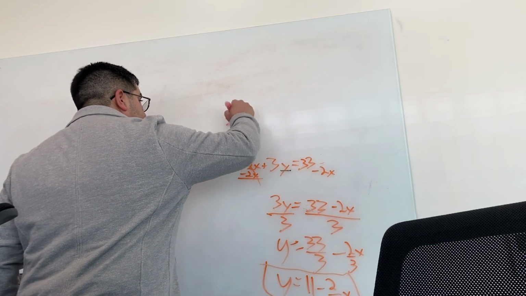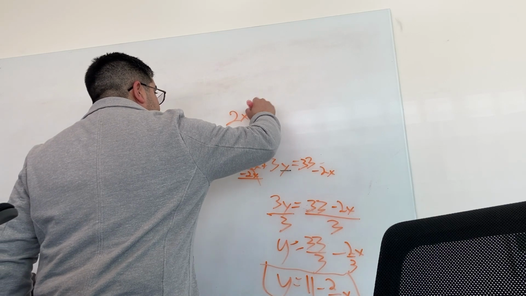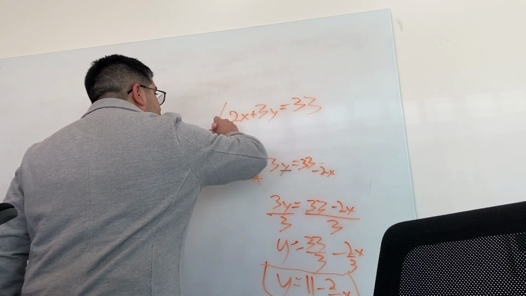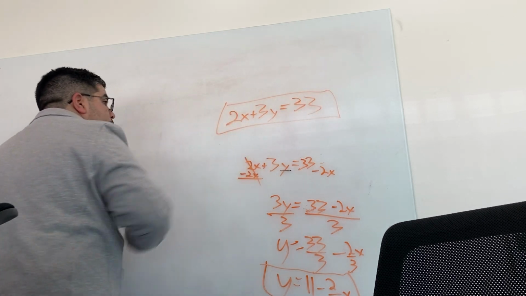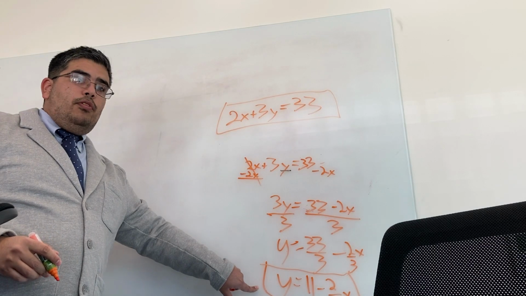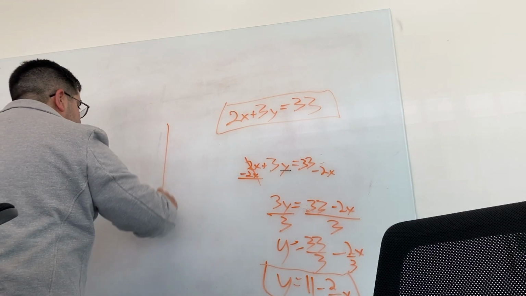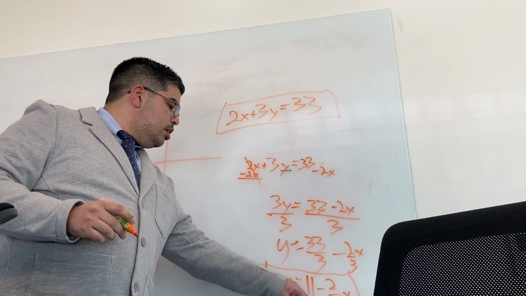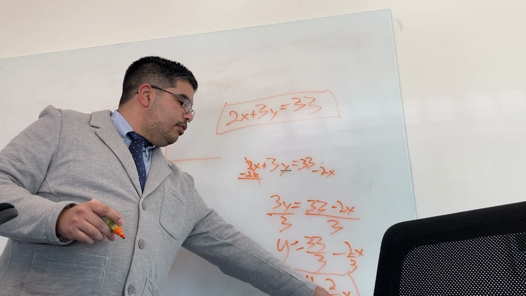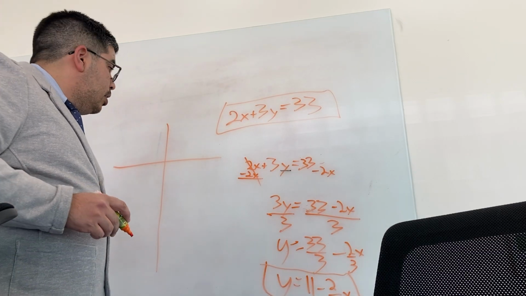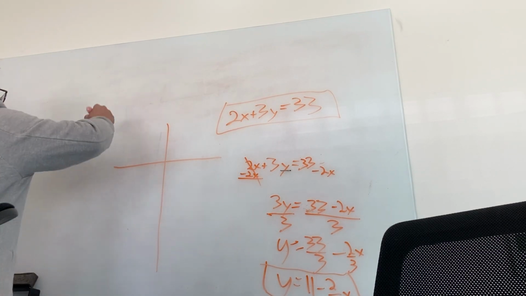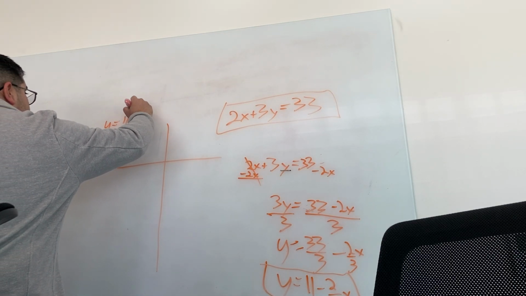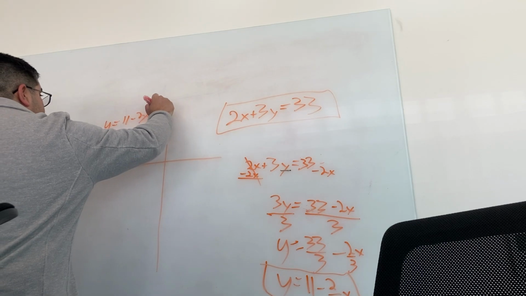Remember the equation was 2x plus 3y, which we changed to equaling 33. This is the equation, and we can graph it now because we have its slope-intercept form. Let's graph this sucker. Y equals 11 minus 2 over 3x. In case you can't see it, I'm going to write it over here. Y equals 11 minus 2 over 3x.